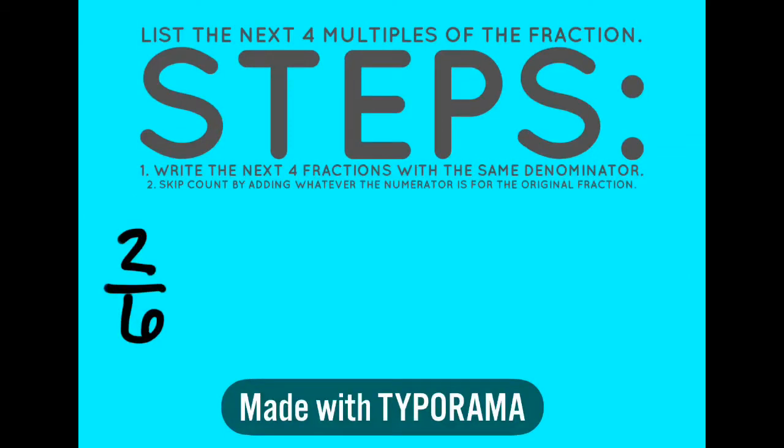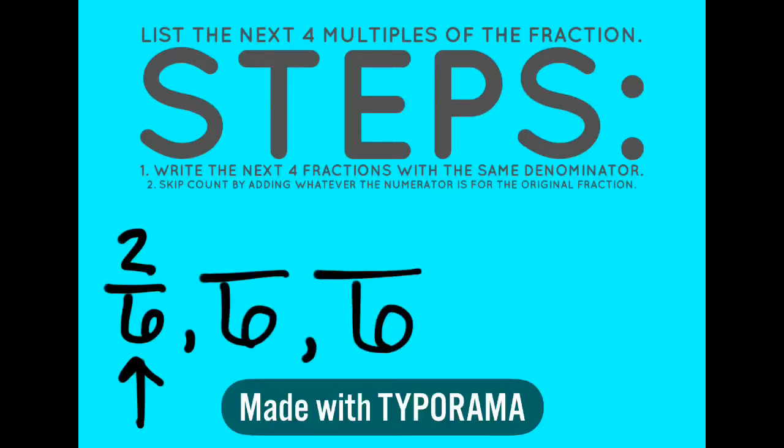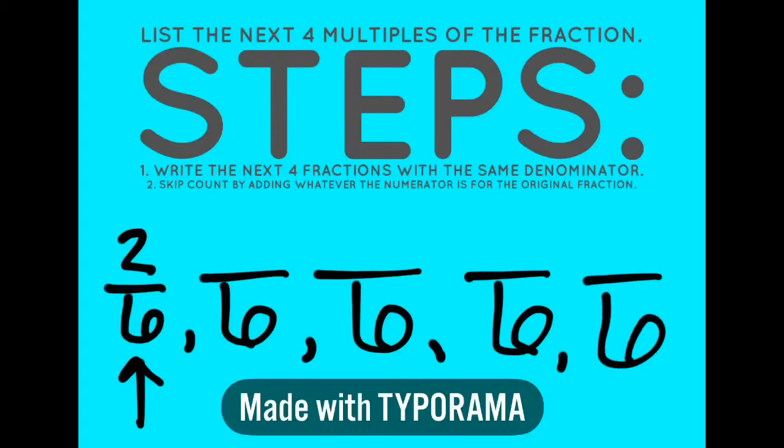Here's our next example. We're going to follow the same steps. Our original fraction here is 2/6. So step number 1 says, write the next four fractions with the same denominator. As you can see right here, our denominator is 6. So we're going to go ahead and write 6 as the denominator for the next four fractions.